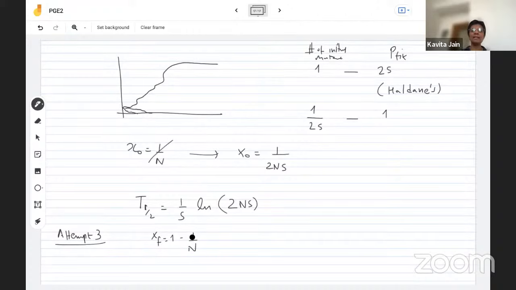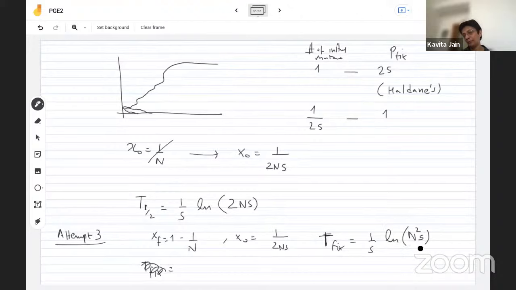So if I put xf equal to 1 minus 1/n and x0 to be 1/2ns in our simple deterministic theory, we are getting into a problem. It gives me, let me write it here, this t fix to be 1/s log n square s, which is not good. The combination which is permissible is n times s. If I have an n square s, then I better have n square s square. So this is also not really the correct answer.